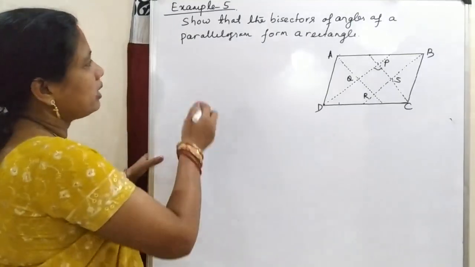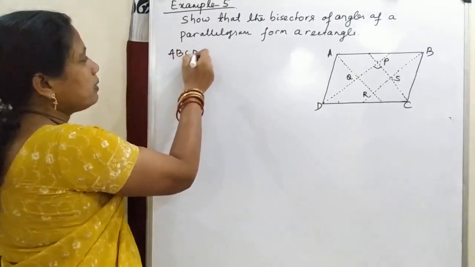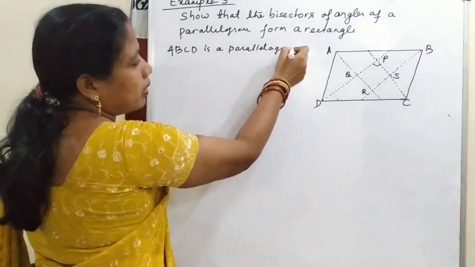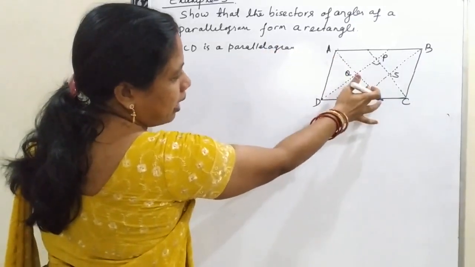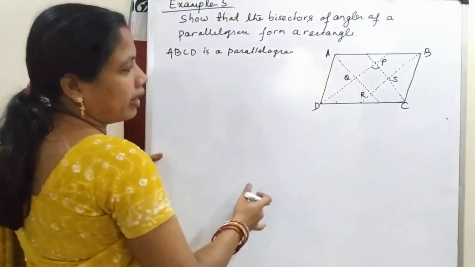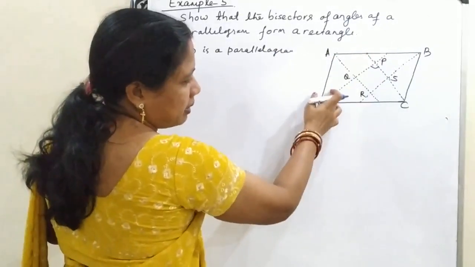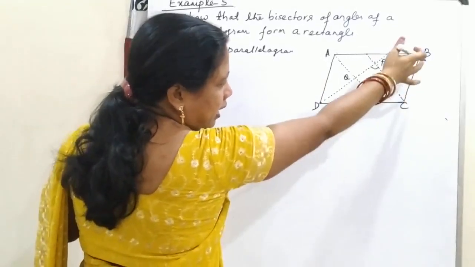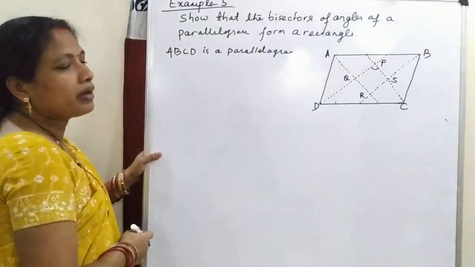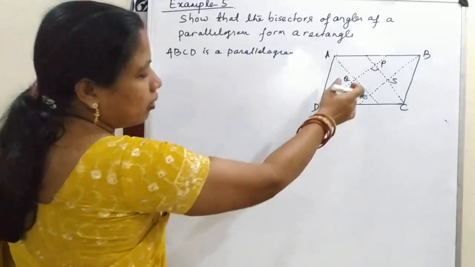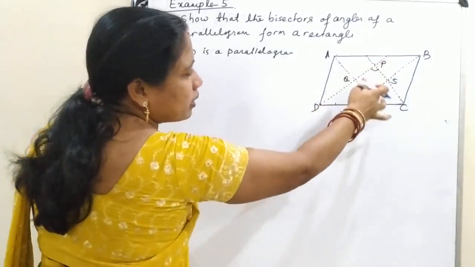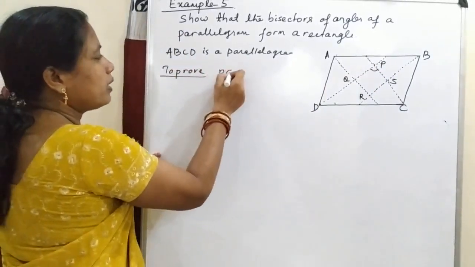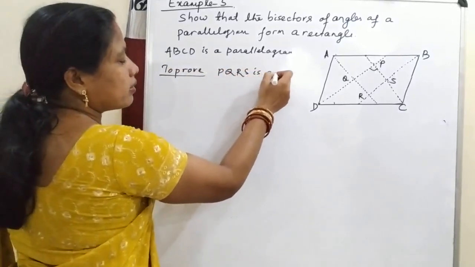Here ABCD is a parallelogram, and AR is the angle bisector of angle A, DP is the angle bisector of angle D, CP is the angle bisector of angle C, and BR is the angle bisector of angle B. They all meet to form this quadrilateral PQRS. We have to prove PQRS is a rectangle.